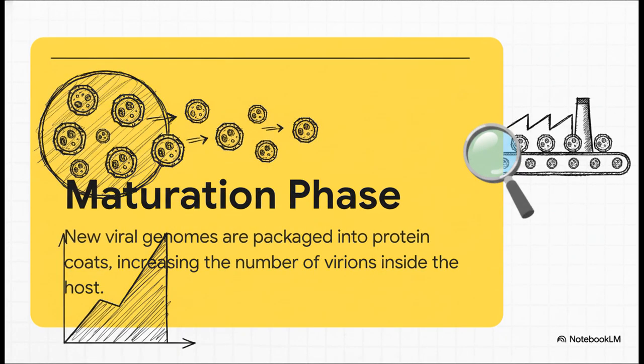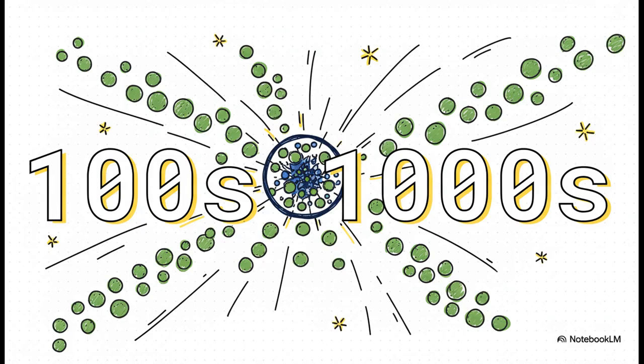Now, after the hijacking is complete, we hit the maturation phase. The cell's machinery is now a full-blown assembly line, packaging new viral genomes into new protein coats. If you look at the graph, you can see the number of viruses inside the cell just skyrockets. The factory is working overtime, but the doors are still locked, for now. And when that cell just can't hold anymore, it bursts open. The total number of new virus particles that come pouring out of that one single infected cell, that's called the burst size. And this number can be in the hundreds or even thousands.